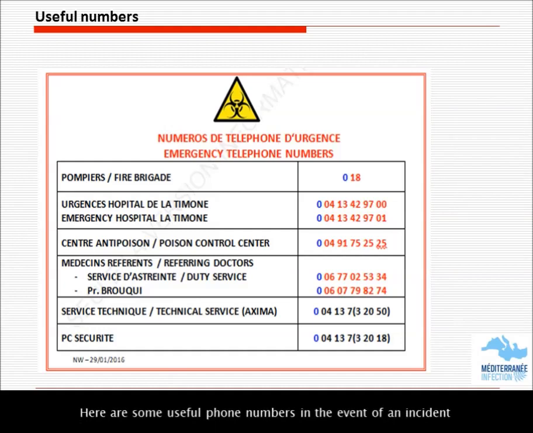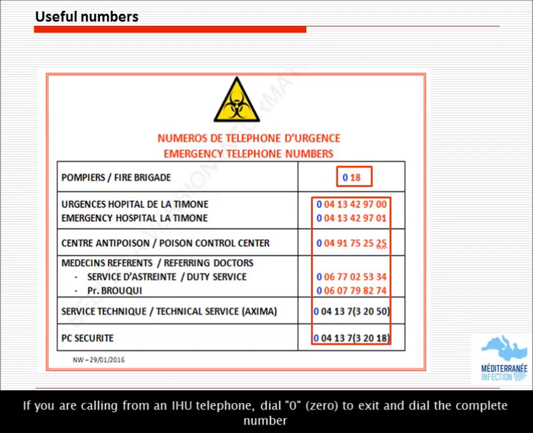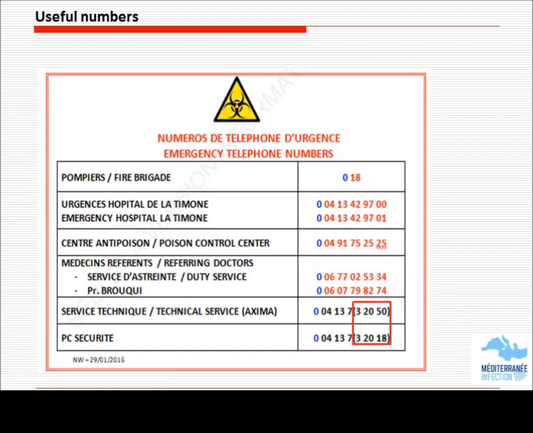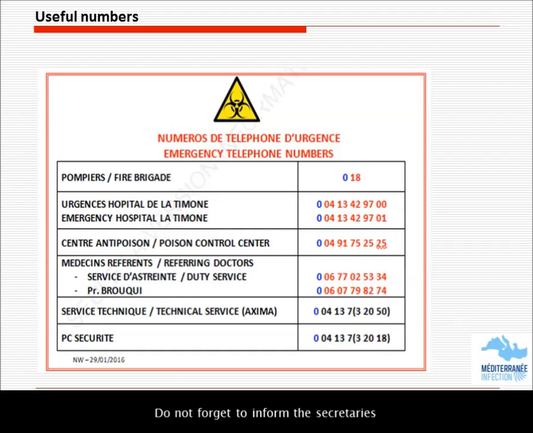Here are some useful phone numbers in the event of an incident. If you are calling from a mobile phone, dial the number directly, in red or black. If you are calling from an Institut Hospitalo-Universitaire telephone, dial 0, then 2, then exit, and dial the complete number. If you wish to reach the technical service or security office, dial only the numbers in parentheses. Do not forget to inform the secretaries.